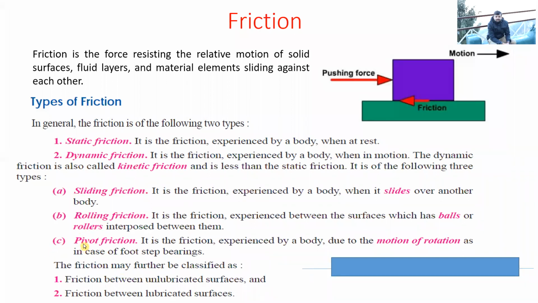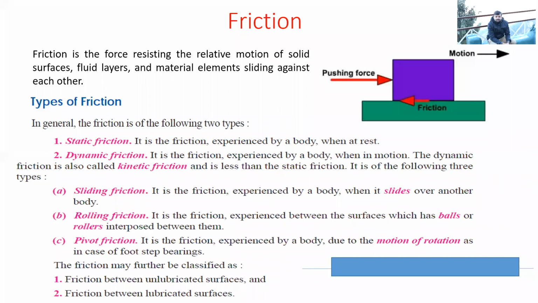All right, now the third type is pivot friction. It is the friction experienced by a body due to motion of rotation, as in the case of a footstep bearing. We will be discussing this pivot friction in the case of bearings in further slides. Pivot is when you make one point stationary and move the rest of the body around that point. So that is a pivot point. This happens in the case of footstep bearings or vertical shafts, when the vertical shafts are to be supported in different kinds of bearings. In that case, pivot friction comes into the picture.